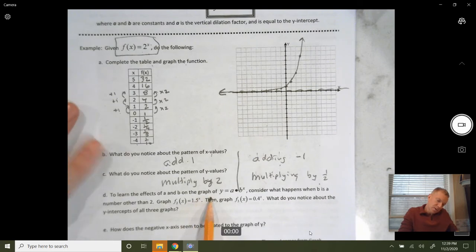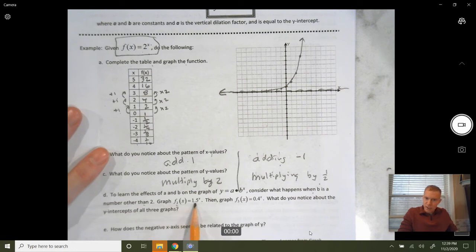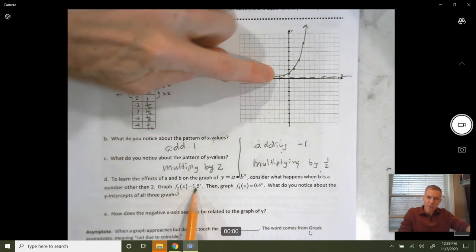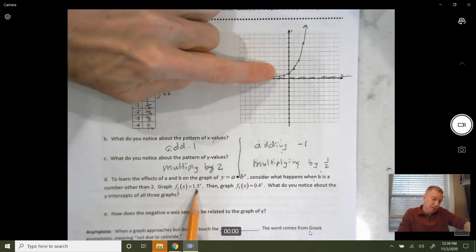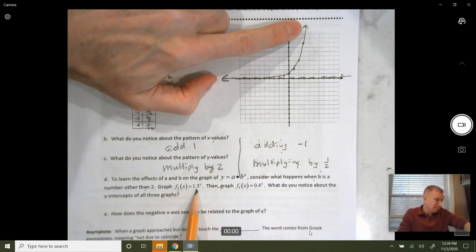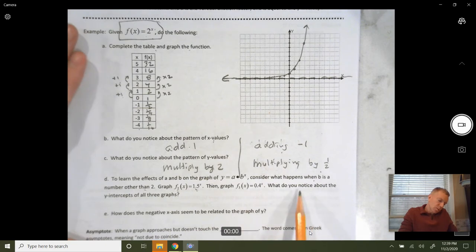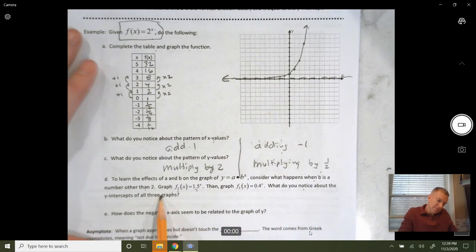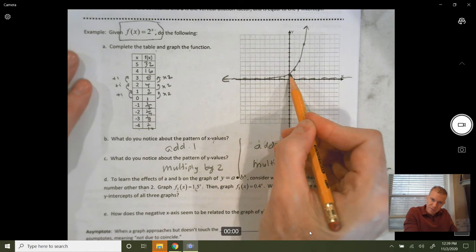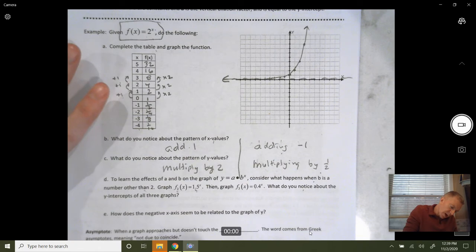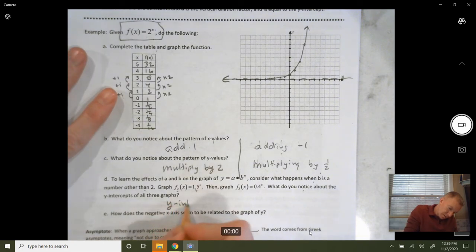Okay, what happens when the b number is something other than 2? Okay, so you could check these out. When the b number is something other than 2, it might not grow quite as quickly. If it's bigger than 2, it's going to grow even faster. Like our last one where our b value was rad 40, that's a lot bigger than 2. What do you notice about the y-intercepts of all three graphs? Well, your y-intercept is always 1.